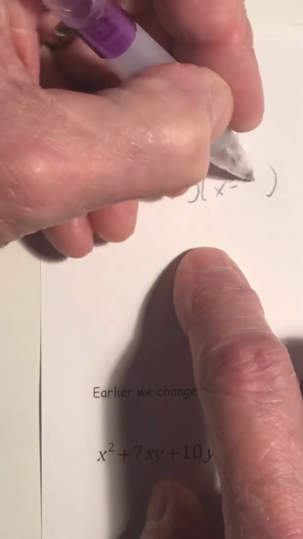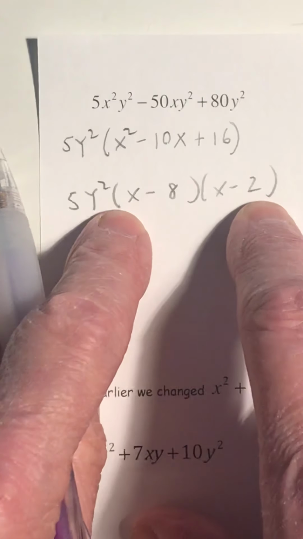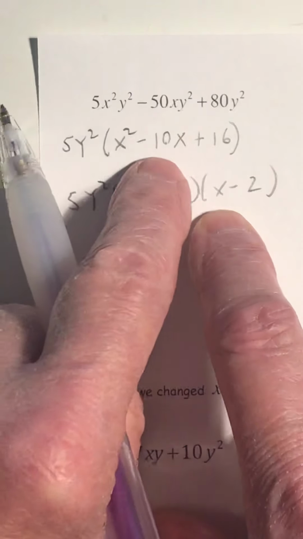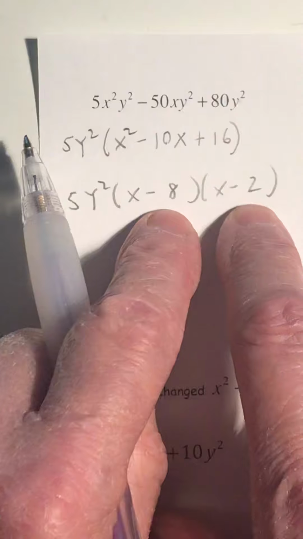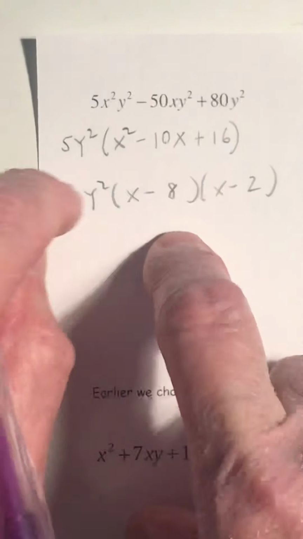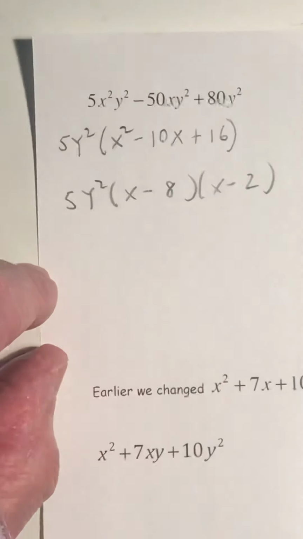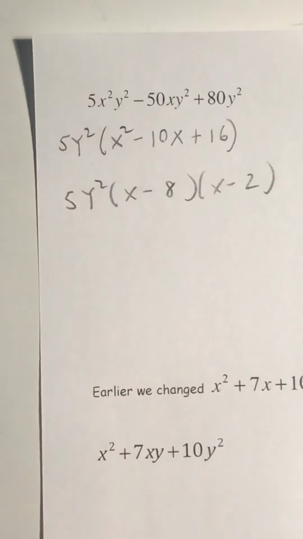Did you think 8 and 2? Yep. See, that'll make minus 2x minus 8x adds up to minus 10x, and then there's the plus 16. And then, of course, you multiply that by 5y squared, and you get back where you started, making that the correct factorization.